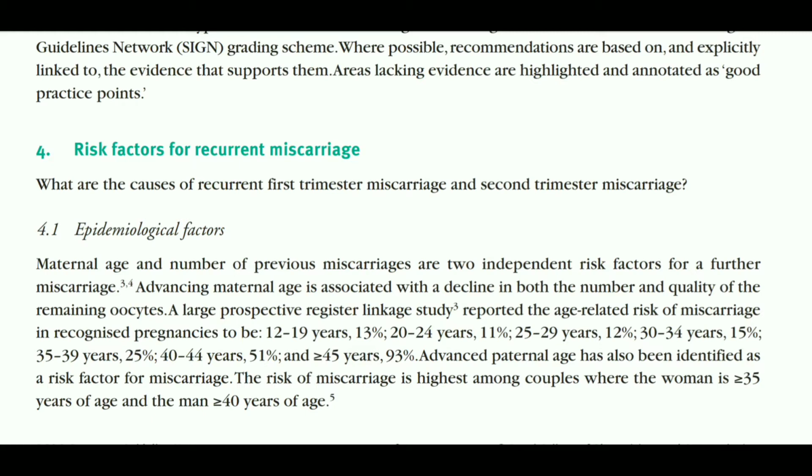Now, identification and assessment of evidence, I think it would be better if we leave it. The important thing which we need to discuss is the risk factors for recurrent miscarriages. What are the causes of recurrent first trimester and recurrent second trimester miscarriages? There are many different causes. First of all, epidemiological factors. What are the 2 independent risk factors for recurrent miscarriages? Maternal age and the number of previous miscarriages are the 2 independent risk factors for further miscarriage.